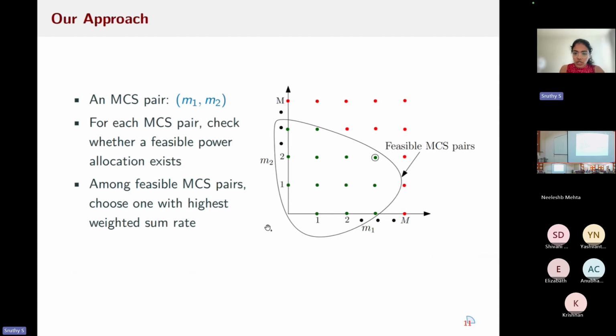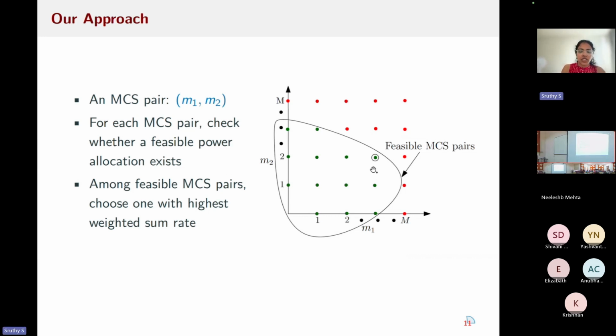So our approach goes like this. Let's say we have M modulation encoding schemes available. On the x-axis, it's M1, the MCS for user 1, and M2 on the y-axis for user 2. And for each modulation encoding scheme pair, we check whether there exists a feasible power allocation or not. If it exists, then we say that that particular modulation encoding scheme is feasible, otherwise not. So here the green ones are the feasible MCS pairs, and among these, we will select the highest weighted sum rate as the optimal one.